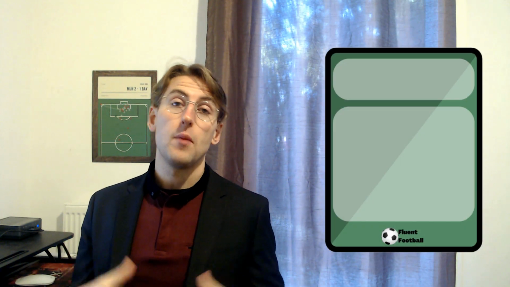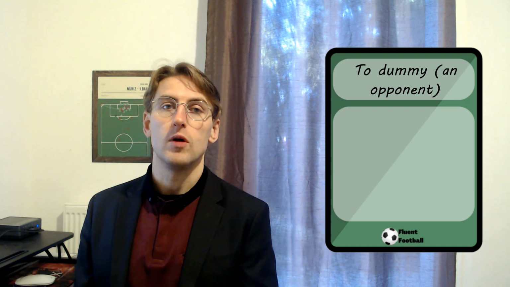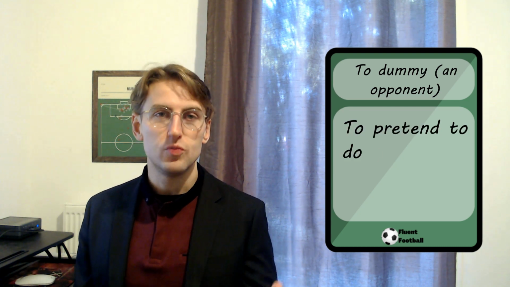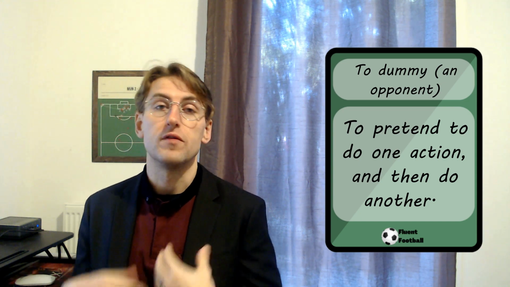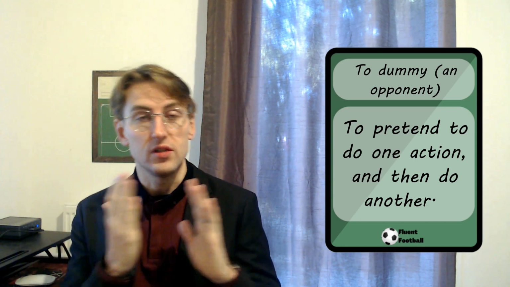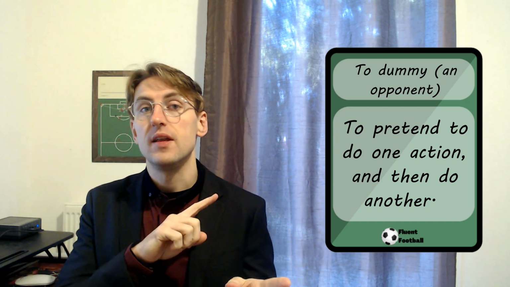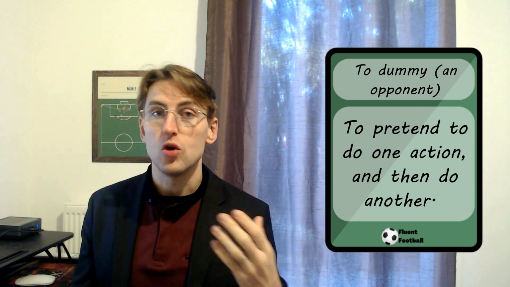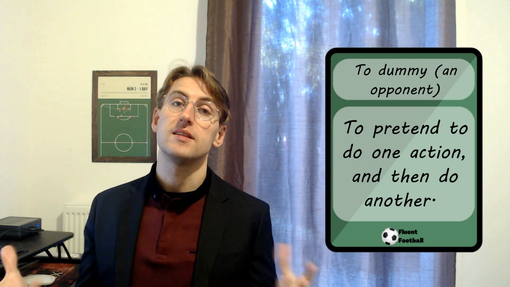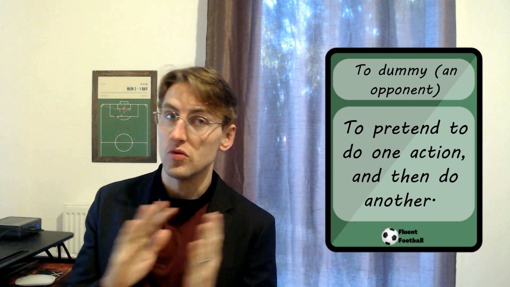Alright, so first one up is to dummy an opponent, to dummy someone. Dummy just means that you pretend to do something, but then you do something else. So if you act like you want to dribble to the left and the defender moves in that direction, and then you change direction and dribble to the right, you dummy your opponent. An example sentence could be Messi dummied his opponent to the left and dribbled right.